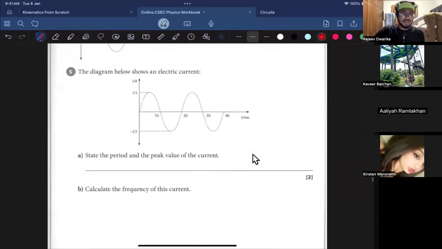So the diagram below shows an electric current. State the period and peak of the current. All right. So these questions are very easy. I want to let you try it. So try the first one and the second one. I'm giving you all 5 minutes.